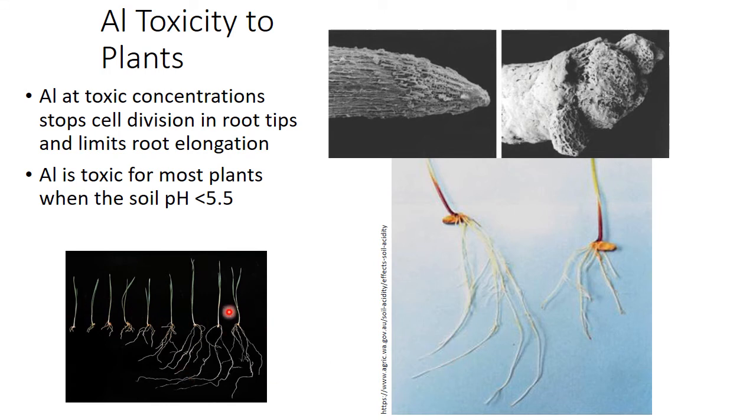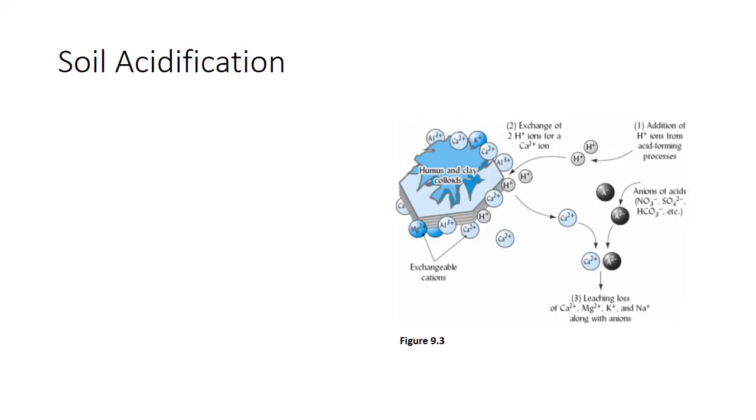And same goes for the picture on the bottom left. Had the most aluminum on the left side, the least aluminum on the right. And you can see how much bigger both the root systems, especially the root systems, but also the plant stems are as we decrease in aluminum content. So aluminum has a big impact on the root systems of plants.